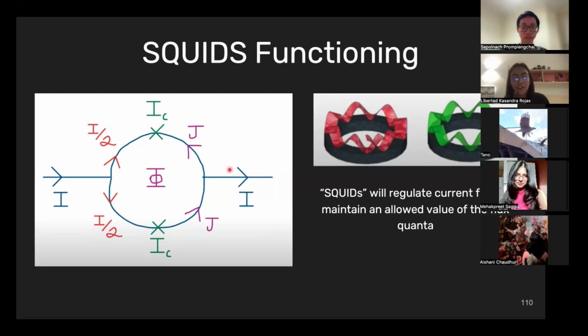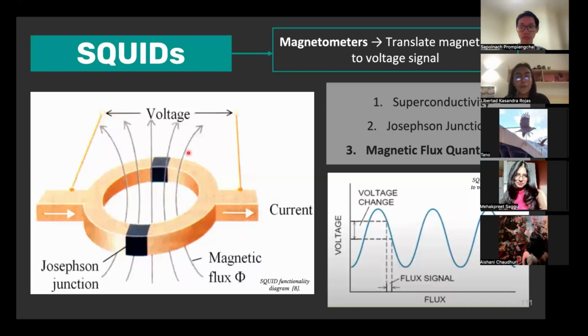The SQUIDs are going to send a different current depending on what is needed to maintain this. Okay, now it is by probing this current, so there's going to be a change in current, and from the change in current, we're actually going to be able to measure a change in voltage. Okay, so that is the principle of how SQUIDs work.